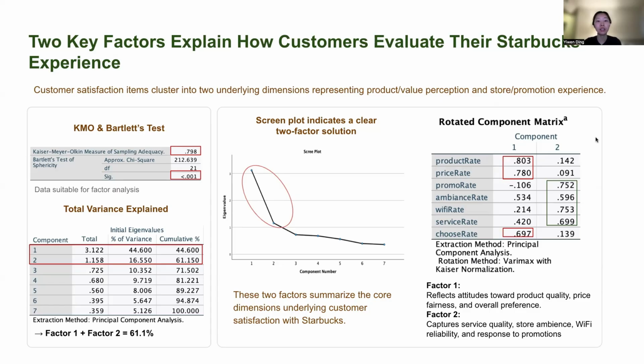The second factor loads on Wi-Fi rate, promo rate, service rate, and the ambience rate. These variables reflect the in-store environment, customer service experience, Wi-Fi reliability, and the response to promotions. So we interpret factor two as store and promotion experience. Overall, these two factors summarize the core dimensions of how customers evaluate their Starbucks experience and provide a foundation for deeper analysis in the next steps.